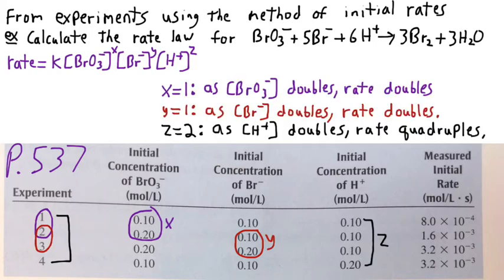And finally, we can look at experiments 1 and 4. So the H plus concentration is doubling, and the rate is going from 8 times 10 to the negative fourth to 32 times 10 to the negative fourth, so that's quadrupling. Since 2 squared is 4, that means that if H plus doubles and the rate quadruples, the reactant order is 2.